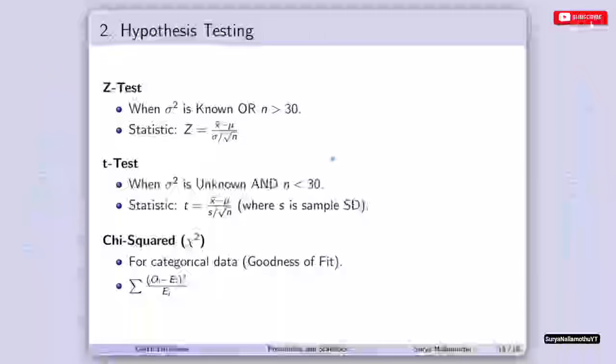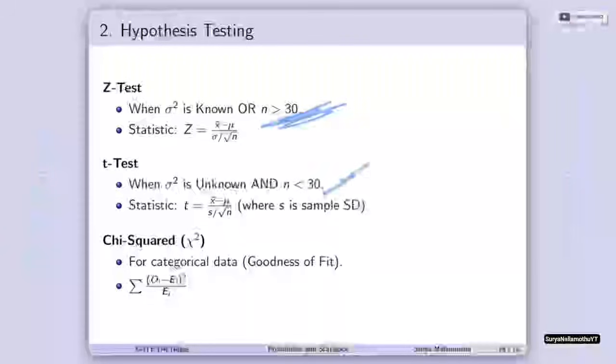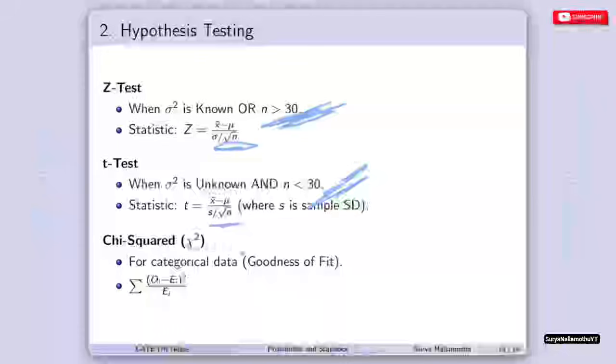Next, we have z test and t-test. Z test is used for population related problems and t-test is used for sample related problems. The formula for the z-test is z equal to x minus mu by sigma by root n. The t-test formula is x minus mu by s by root n. For the chi-square test, for categorical data, we need to use this chi-square test. Observed frequency minus expected frequency whole square divided by expected frequency. This is the formula for the chi-square test.